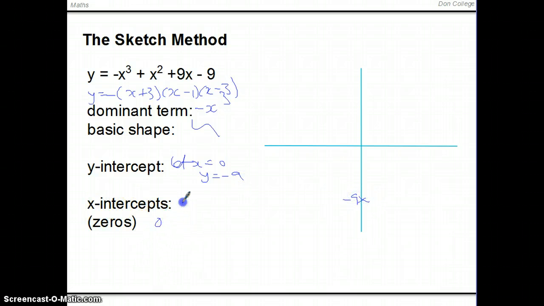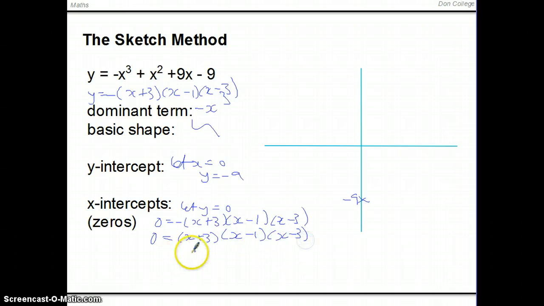The zeros, we're letting y equal 0, so you get 0 equals -(x plus 3)(x minus 1)(x minus 3). Now, incidentally, solving this is no different to solving 0 equals positive (x plus 3)(x minus 1)(x minus 3). Just divide both sides by -1, or multiply both sides by -1. So 0 is also going to equal (x plus 3)(x minus 1)(x minus 3). It just makes no difference there. That's going to give us zeros of x equals -3, 1, and +3. So we'll have a -3 there, a 1 there, a +3 there. Basic shape is that.